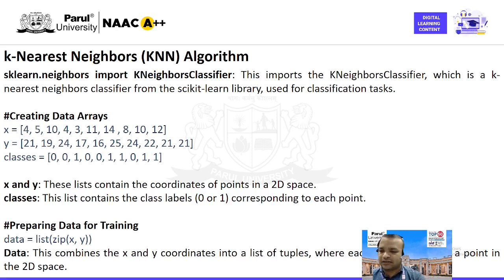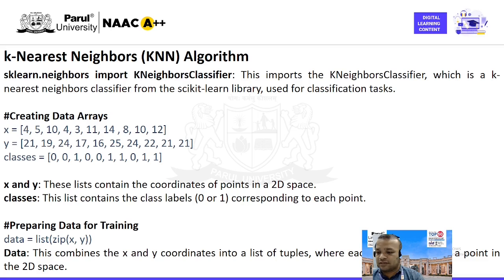Next one is preparing data for training. As we discussed about machine learning, whenever we want to create a machine learning model, training must be required for the particular data we use. Here we are creating the data array, so training must be required here. And so this is the process.